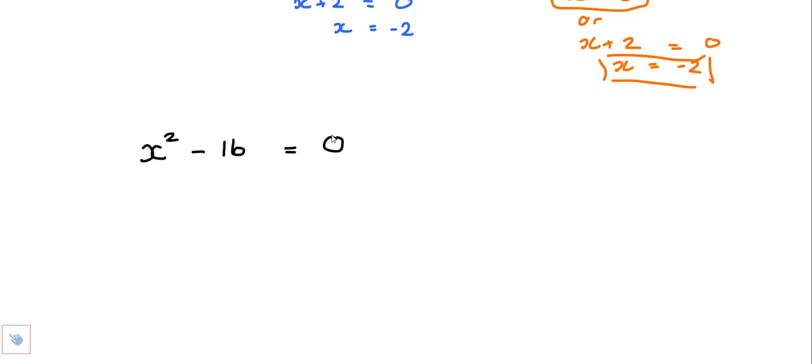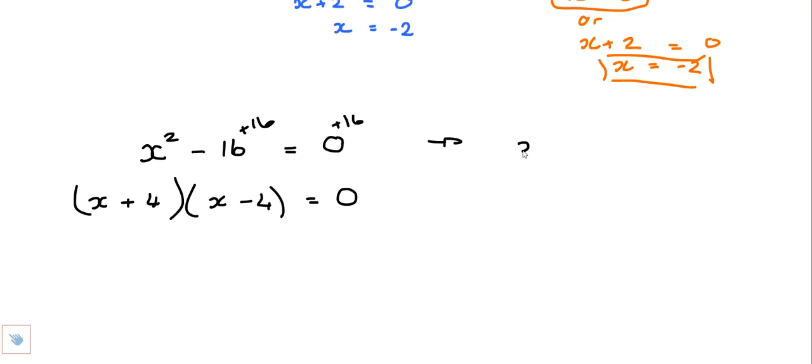This is the difference of 2 squares. I could do the difference of 2 squares, which would be x plus 4, x minus 4. However, there's an easier way, which is to just add 16 to both sides and get x squared equals 16, which means x is the square root of 16, which is plus and minus 4.